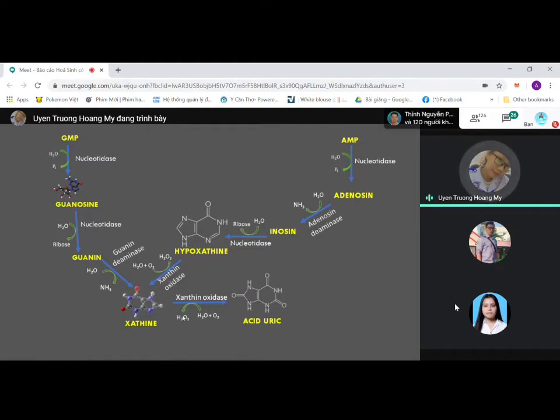The xanthine is converted into uric acid. This reaction is catalyzed by xanthine oxidase. And the end product of purine degradation in humans is uric acid.